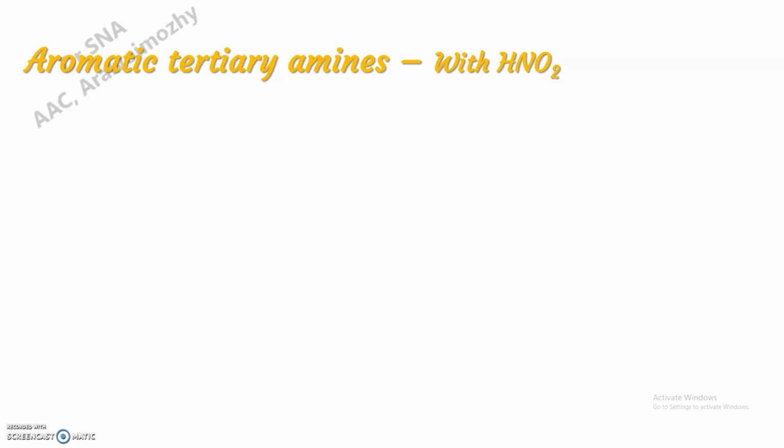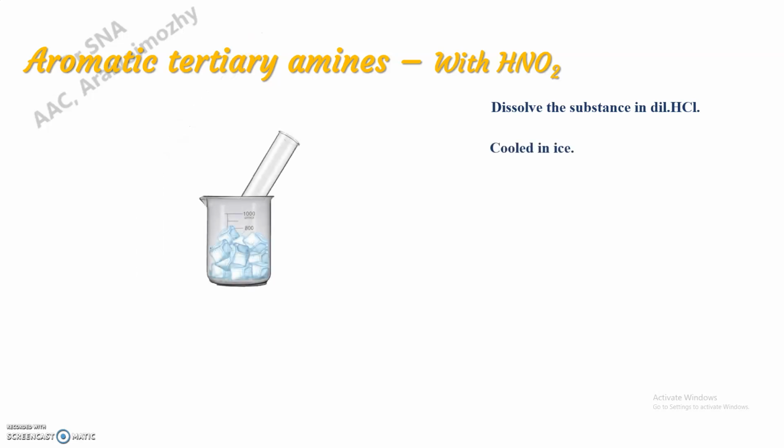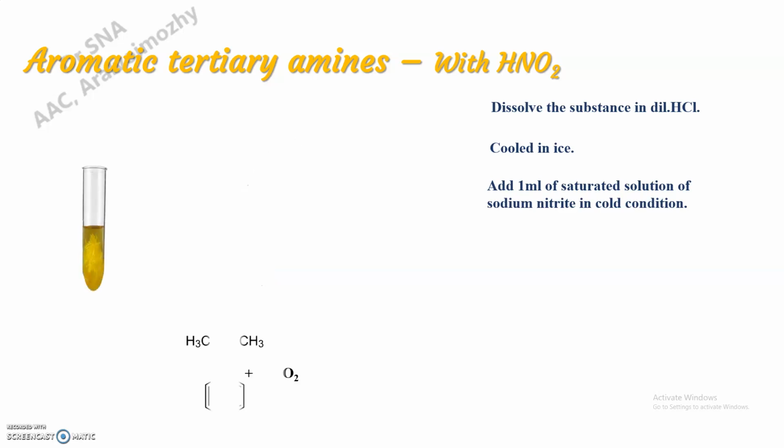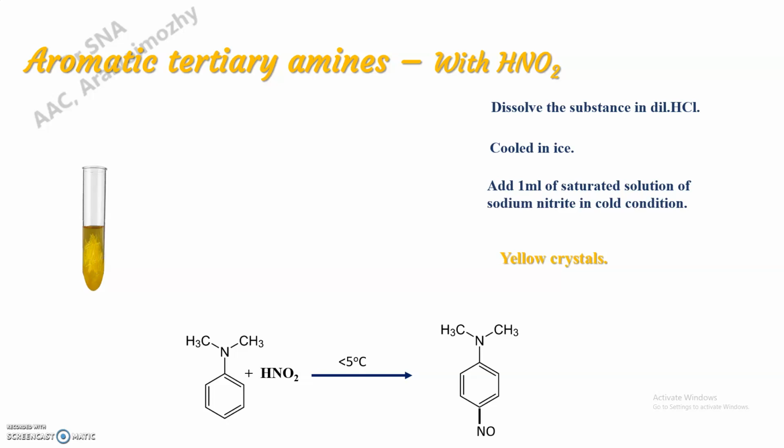Next, for aromatic tertiary amines, that is with nitrous acid. So dissolve the substance here in dilute hydrochloric acid and cool it under ice, and we have to add now saturated sodium nitrite solution in cold condition, and we'll be getting yellow crystals. So that indicates the formation of this nitroso compound, which confirms the presence of aromatic tertiary amines. So further it can be confirmed by this malachite green test.